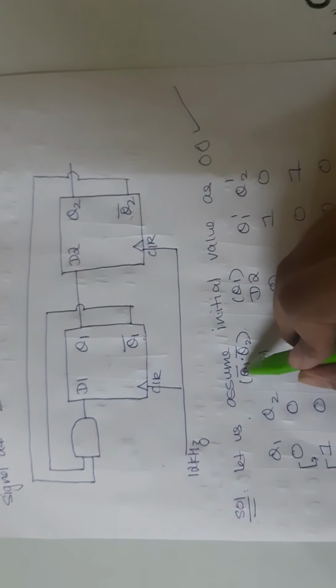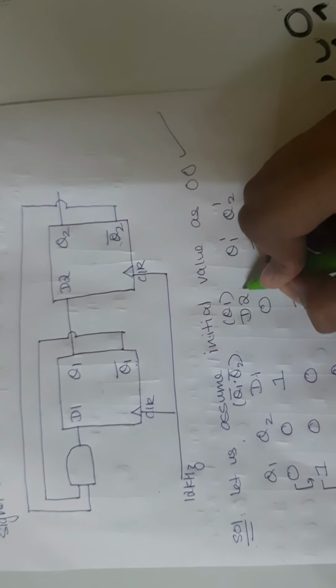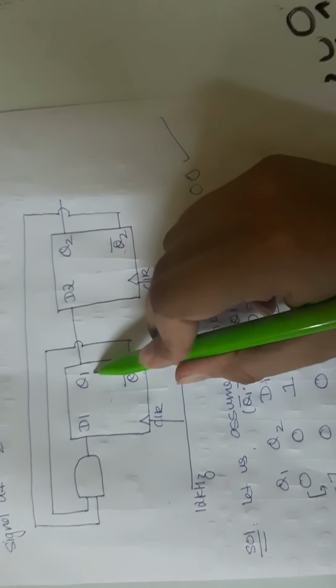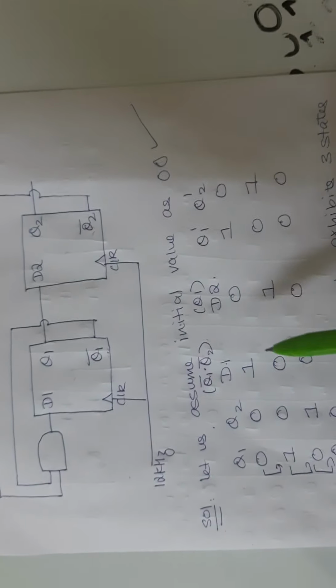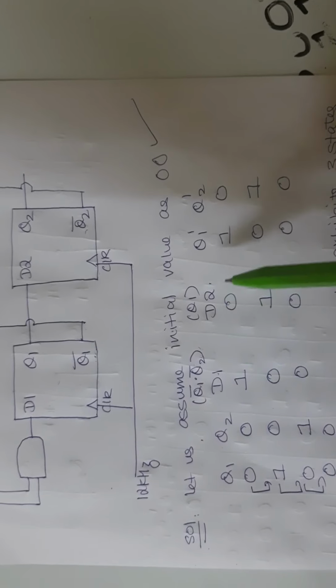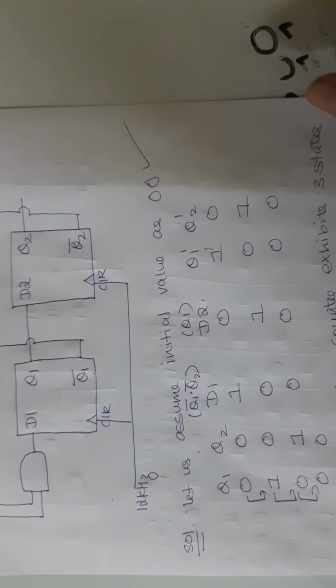So D1 is nothing but, I'll write it on top, Q1 bar into Q2 bar. And D2 is directly connected to Q1. So the value of D2 will be the same as Q1. Now based on the values of the D flip-flop, we can find the next values of Q1 and Q2.